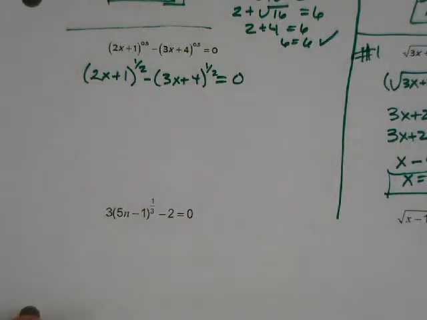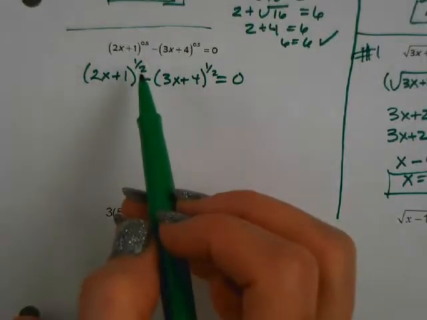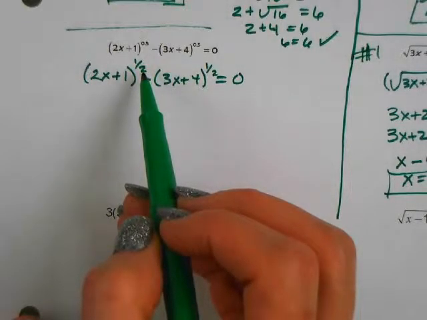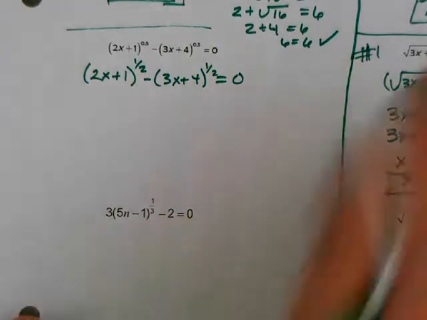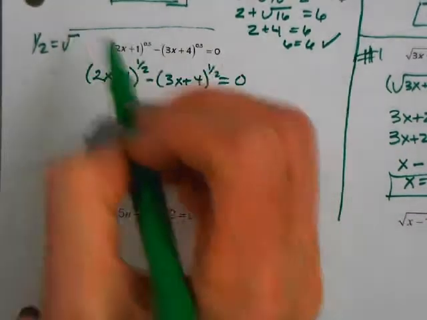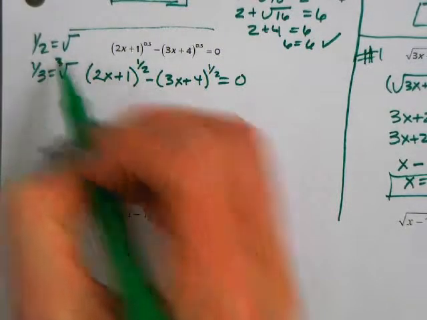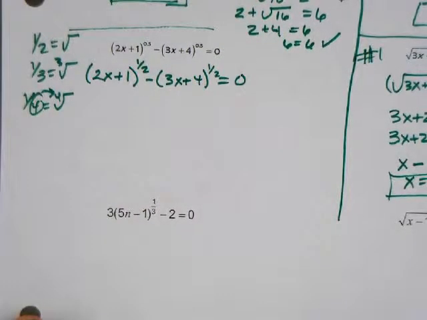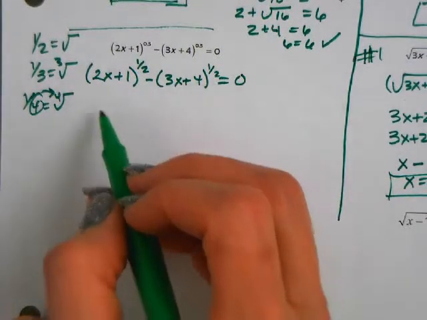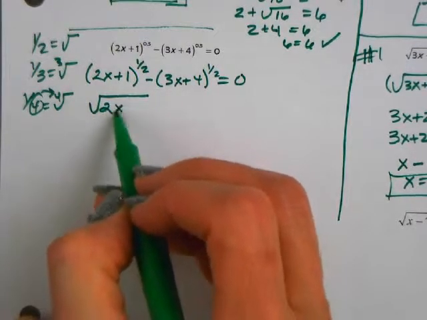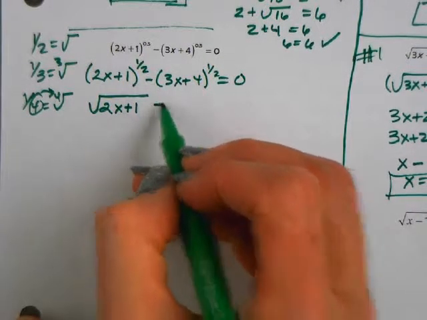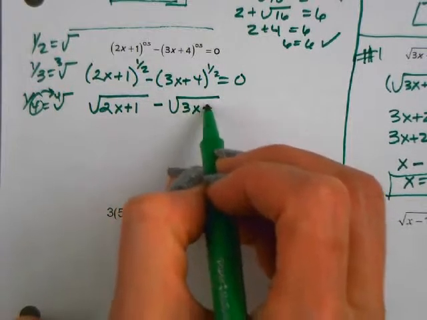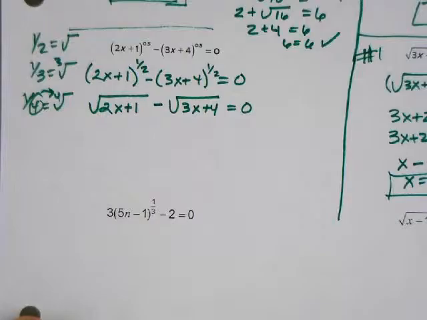Well, what do I know about exponents that are fractions? What do I know about the denominator? What does that represent of a radical expression? It does represent the index. Okay, so this is really a square root then, isn't it? So remember how 1/2 equals the square root, 1/3 equals the cube root, 1/4 equals the fourth root, right? This becomes the index. Okay? So at this point, I could really rewrite this as the square root of 2x plus 1 minus the square root of 3x plus 4, and that equals 0.